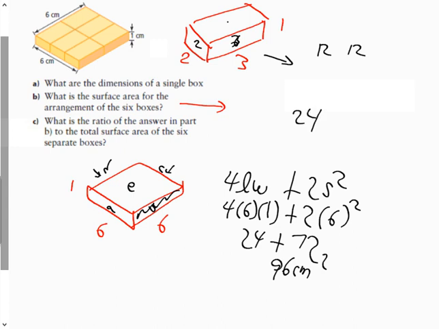The ratio of the total surface area of the 6 separate boxes. So the answer in part B, so it would be 96 to 24 would be the ratio if you're curious. And in lowest terms, I think we could make that down to 4 to 1.